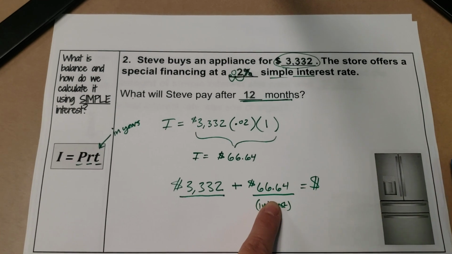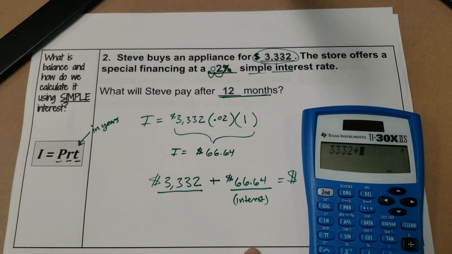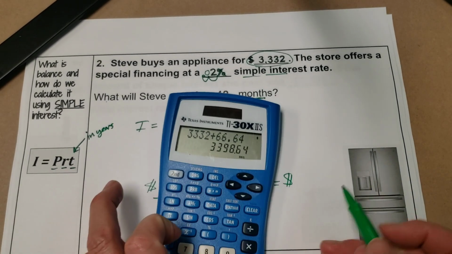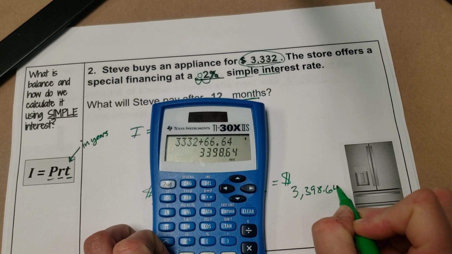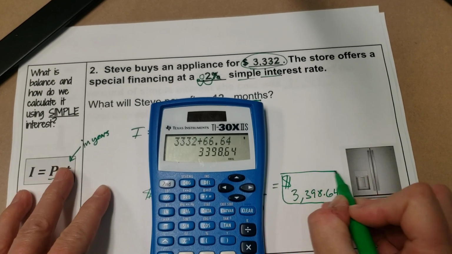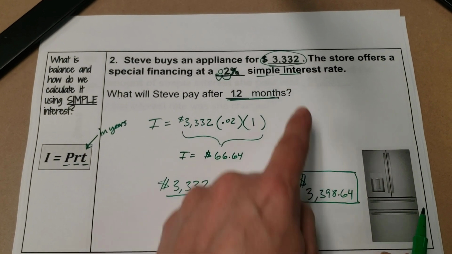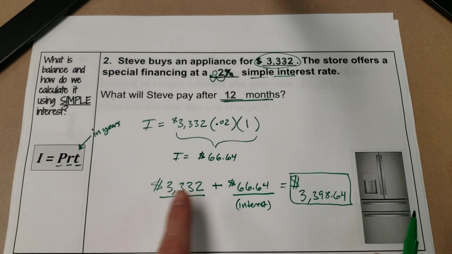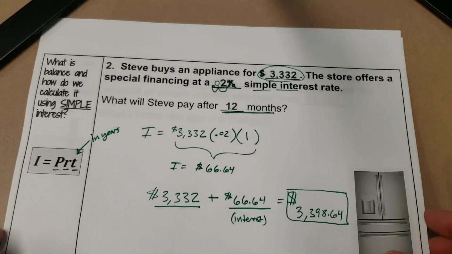So that's going to give us a total amount of money, 3,332 plus $66.64. Looks like he will be paying $3,398.64 for that refrigerator after a year's time. So of course it's going to be a little bit more, but he was able to take the refrigerator even though he didn't have the money for it. He was able to get a loan for it and pay it back with some interest.